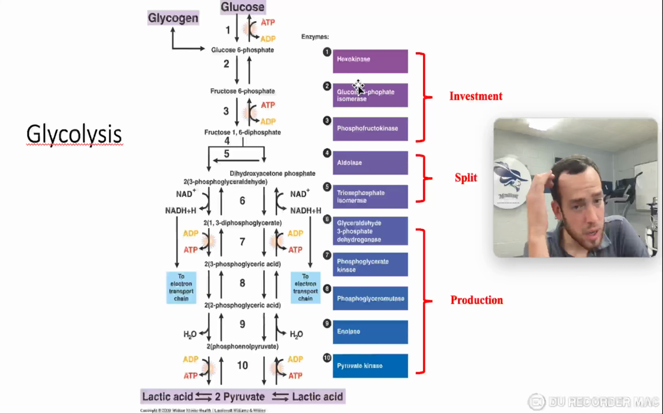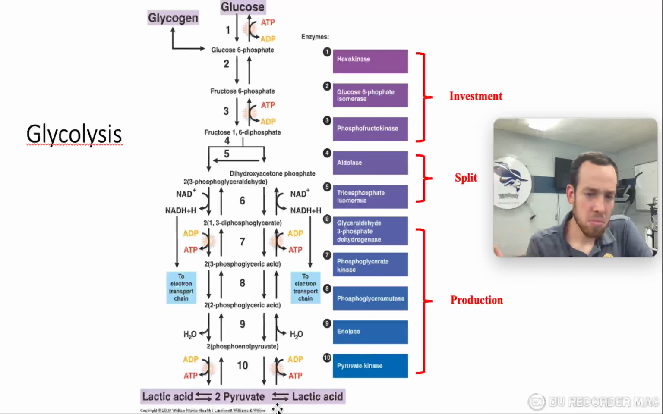ATP goes in. And then we split. And then once we get to production, we see ATP out with this resulting pyruvate, which can be converted to lactic acid if we can't get rid of hydrogen ions. Don't worry about that quite yet. What I do want you to know is the rate-limiting enzyme.